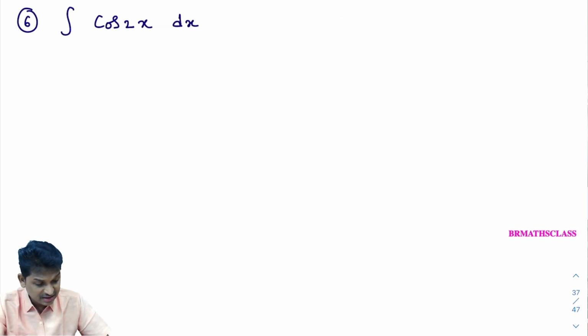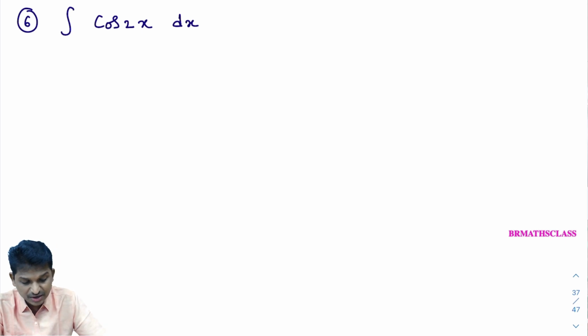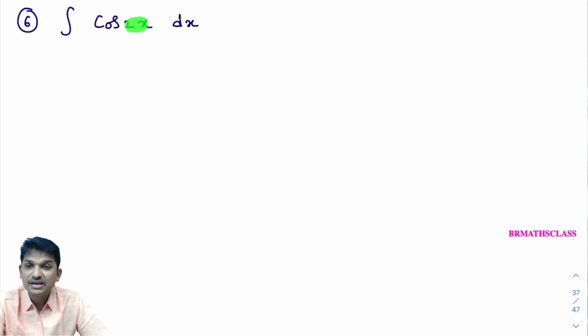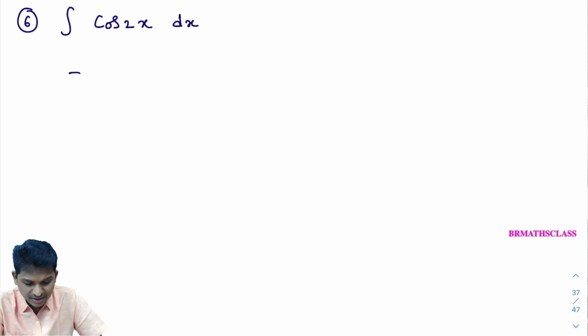See this one, I think last problem same. Huh? No, this is cos 3x, this is cos 2x. Very similar. What you identified? We know integral of cos x dx, but here cos 2x is there. In place of x, ax plus b is there. So its answer starts with 1 by x coefficient.